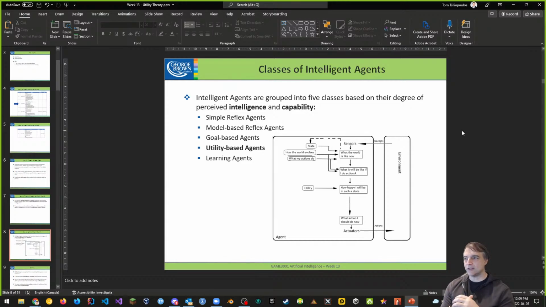And then there are utility-based agents, and I included this little diagram for this one only. But really what we have is some kind of perception or sensing suite that senses the world, the environment, the game world.